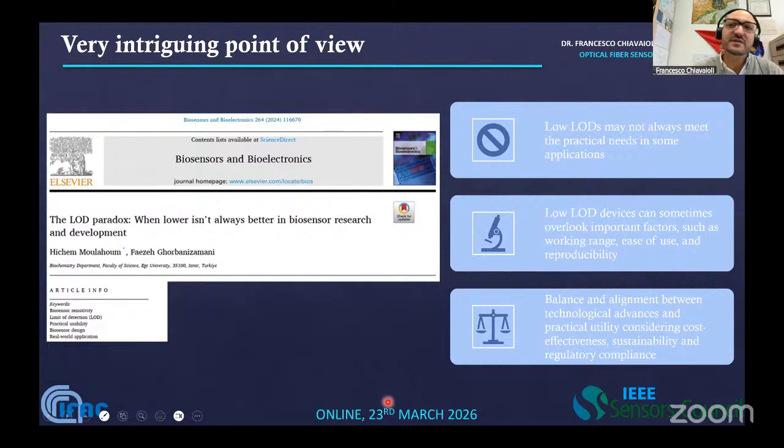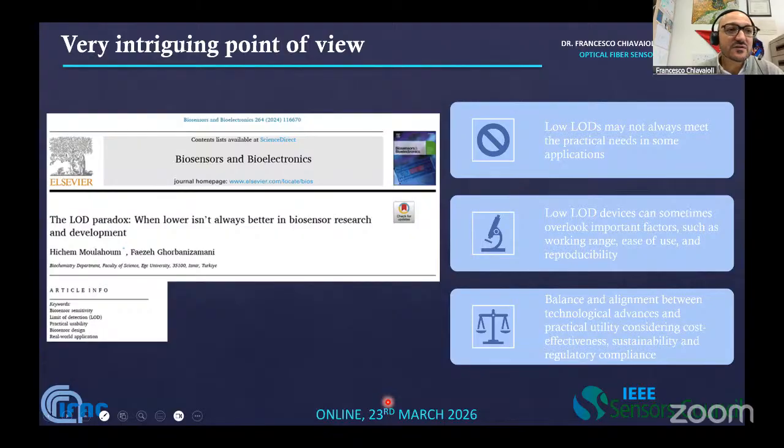As I told you before, sometimes we need to achieve very rich performances in the very, very low concentration range, so attomolar, zeptomolar, whatever. But sometimes this does not meet the practical needs of applications.